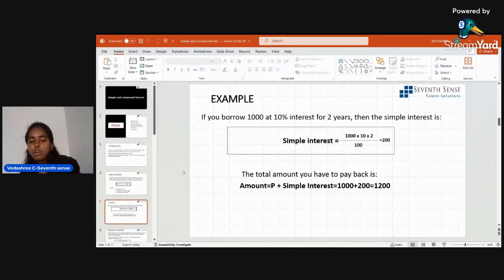So the total amount you have to pay back is the principal amount plus the simple interest, right? The principal amount is how much you borrowed, plus the simple interest, which is the interest the bank or any organization claimed on your principal amount. So that is 200, which is equal to 1200. So this is the total amount you have to pay back, and this is the simple interest. Understood the formula, the simple interest formula?